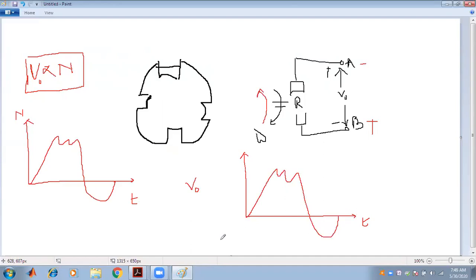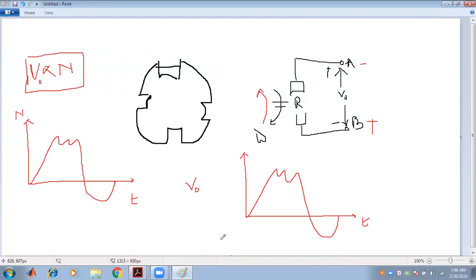So this is the general construction. And depending upon the rotation, the polarity of the output voltage is also changing. So this is generally the speed versus time graph and the output voltage versus time graph in case of the DC tachometer or tachogenerator.